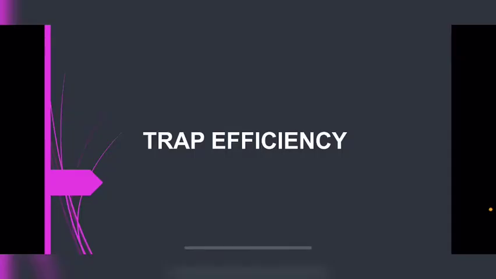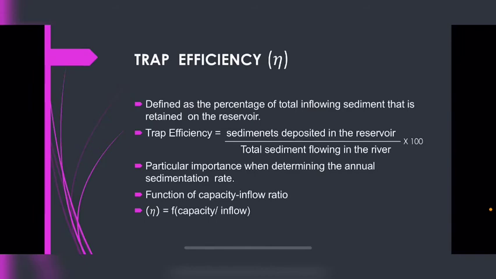trap efficiency. It is defined as the percentage of total inflowing sediment that is retained in the reservoir. Trap efficiency is equal to sediments deposited in the reservoir divided by total sediments inflow, times 100. It is important when determining the annual sedimentation rate of the reservoir. It is found to be a function of the capacity inflow ratio.